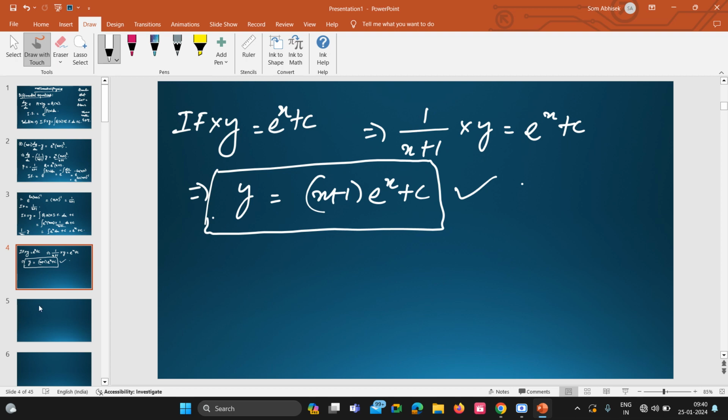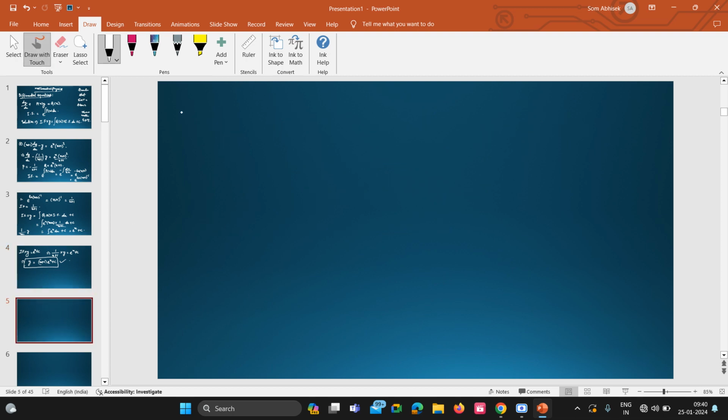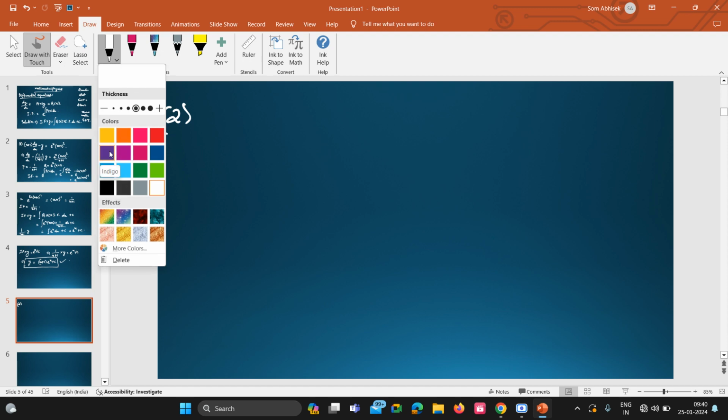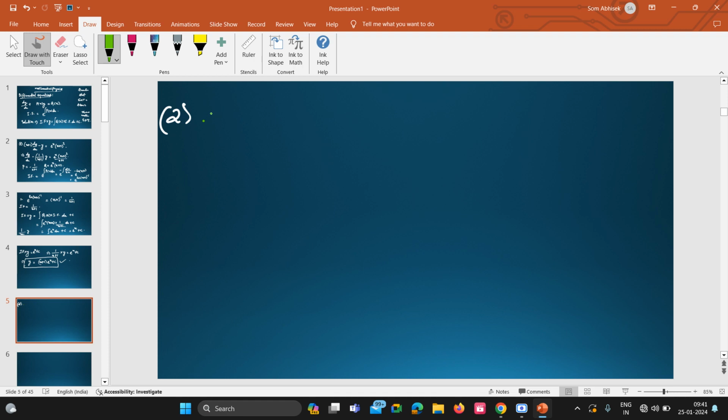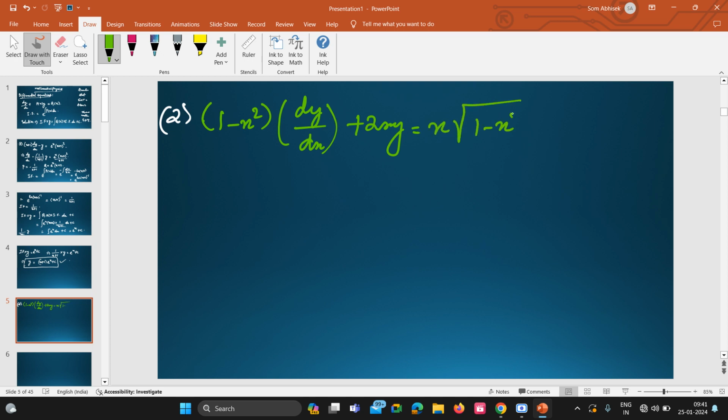Next question. Question number 2. Question number 2 is (1 minus x square) dy by dx plus 2xy is equal to x root over of 1 minus x square.